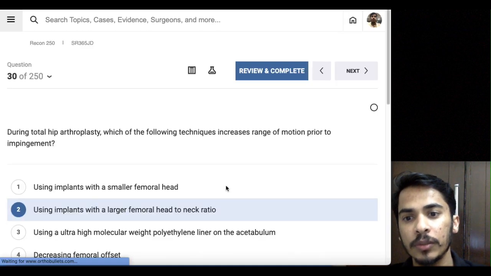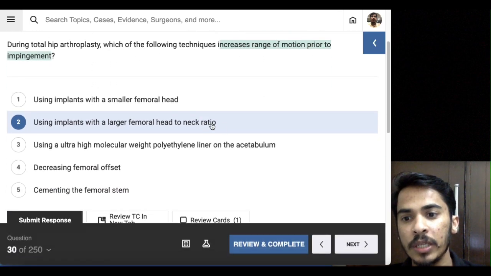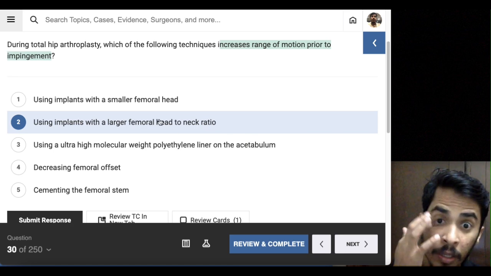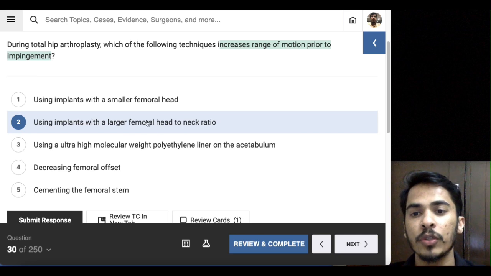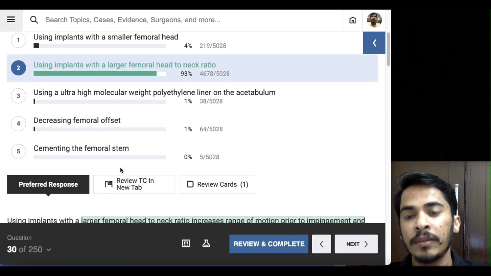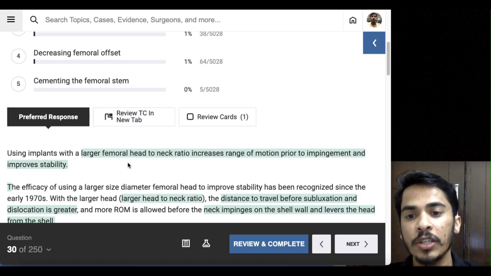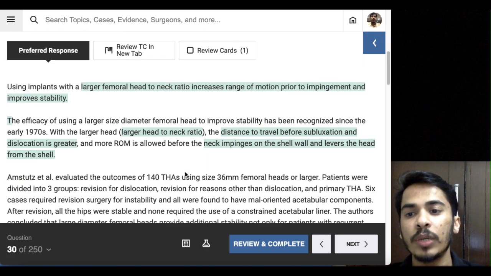Last question, 30th question. During THR, which of the following techniques increases range of motion prior to impingement? Larger head means larger arc of motion. So femoral head-neck ratio increases the jump distance. We have to understand that increased diameter means larger arc of motion, larger jump distance, and higher stability. Head-to-neck ratio, jump distance, diameter, we have to understand these things.